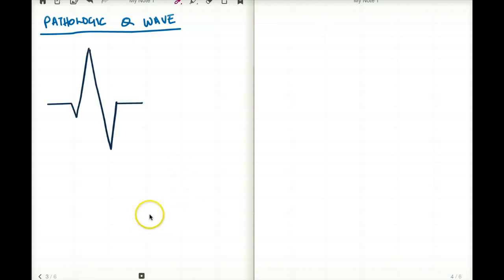Almost all of you are familiar with the normal QRS complex. This would be our Q, this would be our R, this would be our S. The Q is a negative deflection, the R wave is a positive deflection, and an S wave is a negative deflection as well. Now this is what I want you to remember. The Q wave is the first downward wave of the QRS complex. It's the first downward displacement of the QRS complex.